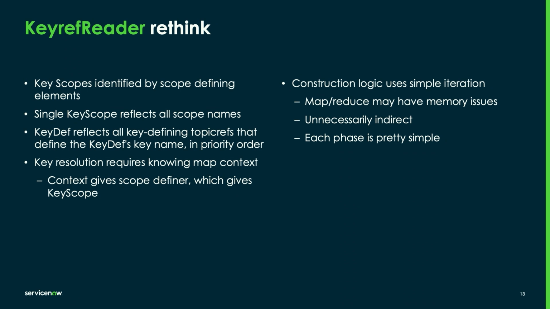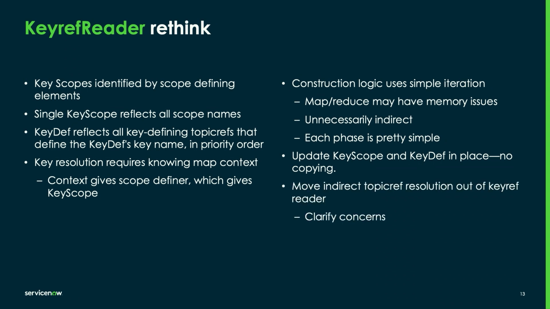But the actual code that's needed is so simple that I'm not sure the map reduce adds any value from a software engineering standpoint. But maybe I'm just a simple guy. The other big change I make is that I update my keyscope objects and my keydef objects in place. The current code does a lot of copying, and I don't think that's the best way to have done it. So the other thing I want to do is move indirect topic ref resolution out of the keyref reader for reasons that I'm not going to go into because we don't have time.